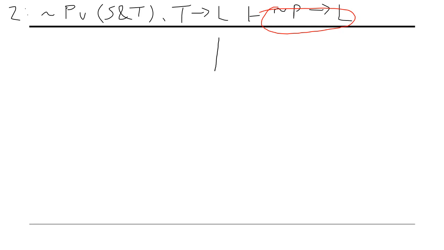Stay consistent with the colors. P or S and T. T arrow L. And then our conclusion on the right, meaning that it's false. So let's start with the first premise.